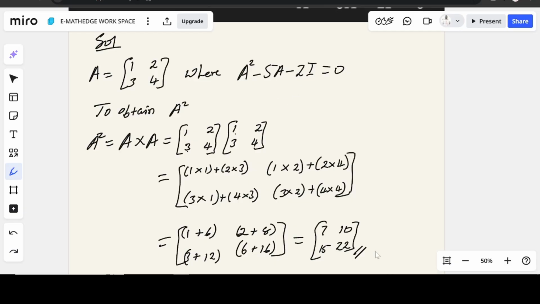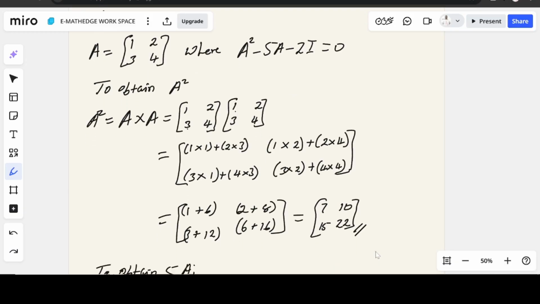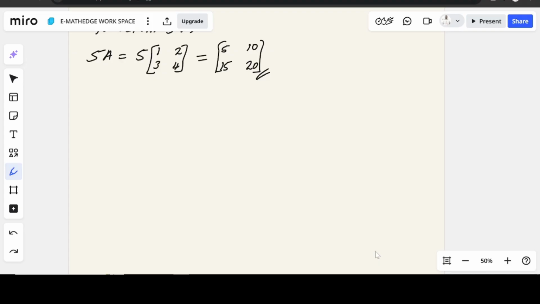We are going to leave this negative sign as well. We are focusing on 2I, and you know I stands for identity matrix. And what is identity matrix? Now let's go ahead and solve that. Now to obtain 2I, 2I is going to be 2 multiplying the identity matrix. We have a 2 by 2 matrix to work with, which is matrix A.